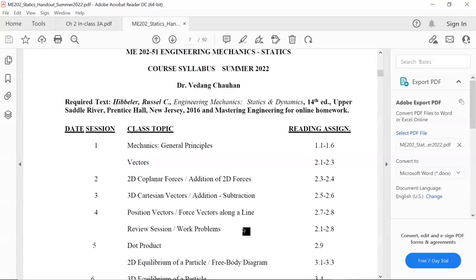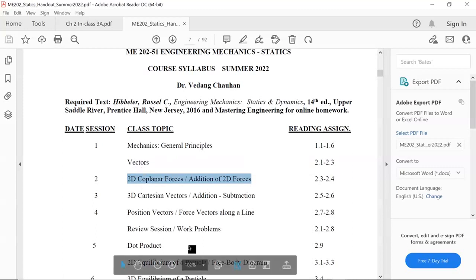In this video, we'll start chapter 2 and complete the topics 2.1 to 2.4. 2.1 to 2.3 is about vectors, and 2.3 and 2.4 is about 2D coplanar forces and addition of 2D forces. So we will work on the theory portion of these topics in this video, and the next video will be problem solving based on the theory.